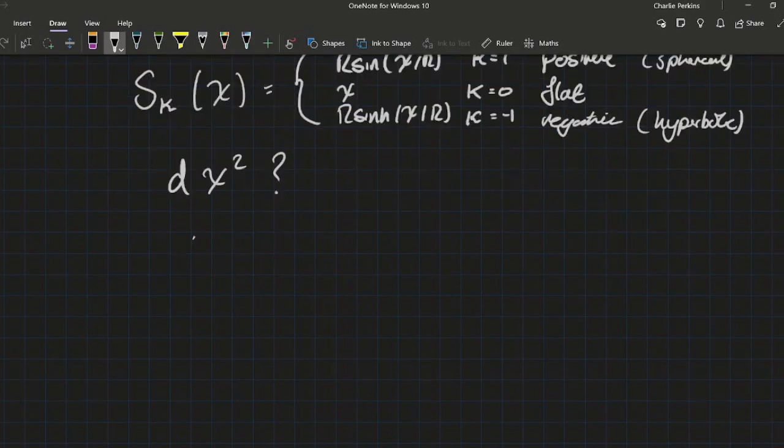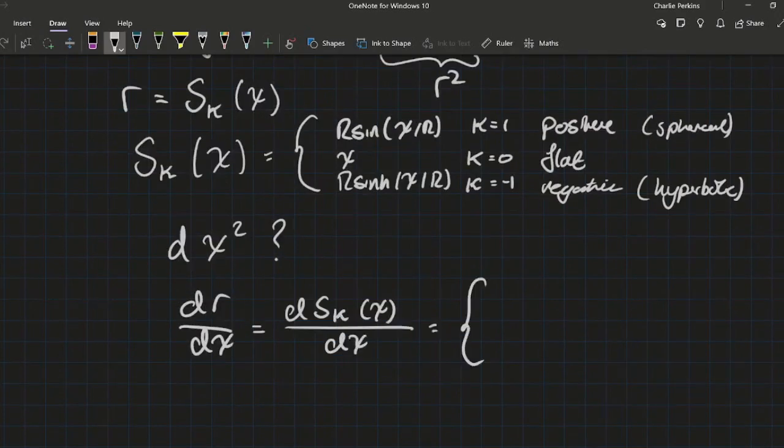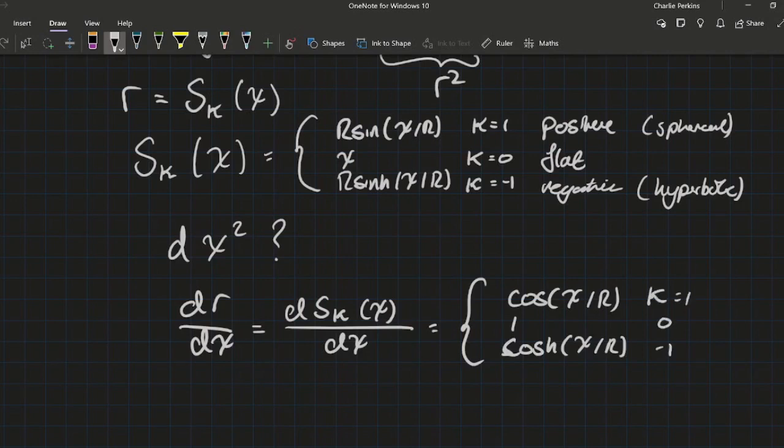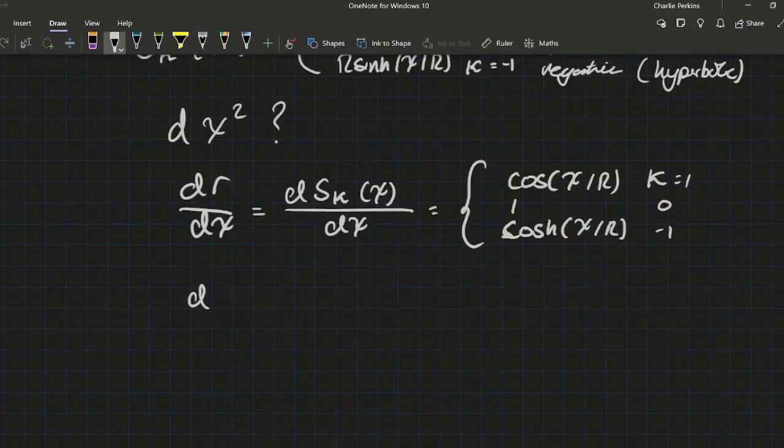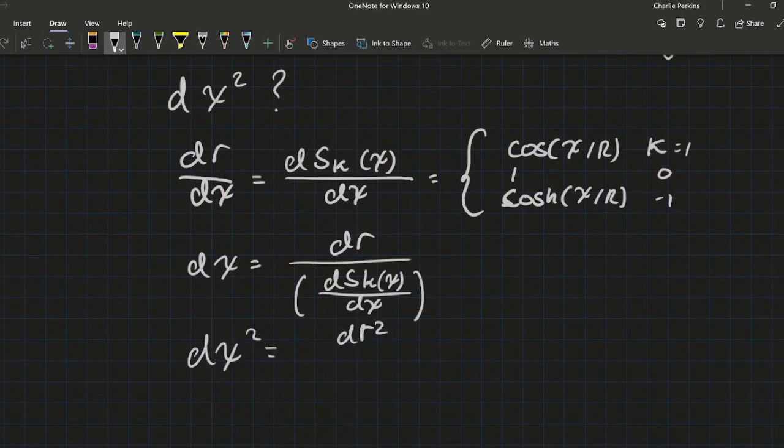So what we'll do is find dr by d chi, which will be equal to ds_kappa of chi by d chi, for which we can get three different results. We get cos chi over R, 1, and cosh chi over R, again for kappa equals 1, 0, and -1 respectively. The derivative here should be rather clear, but you can see that by applying the chain rule, the big R in front of the sine and sinh cancel with the 1 over R within the brackets of the trigonometric and hyperbolic functions. We can rearrange this for d chi, which will be equal to dr over the ds_kappa of chi by d chi, and therefore d chi squared will be equal to dr squared over the square of the derivative of these s functions with respect to chi.